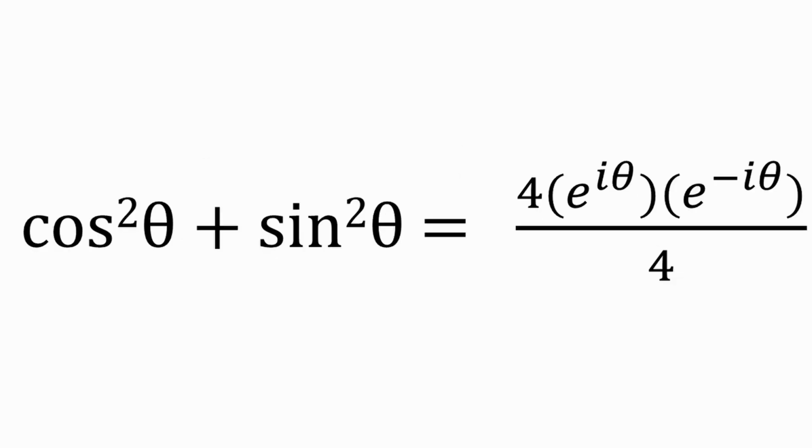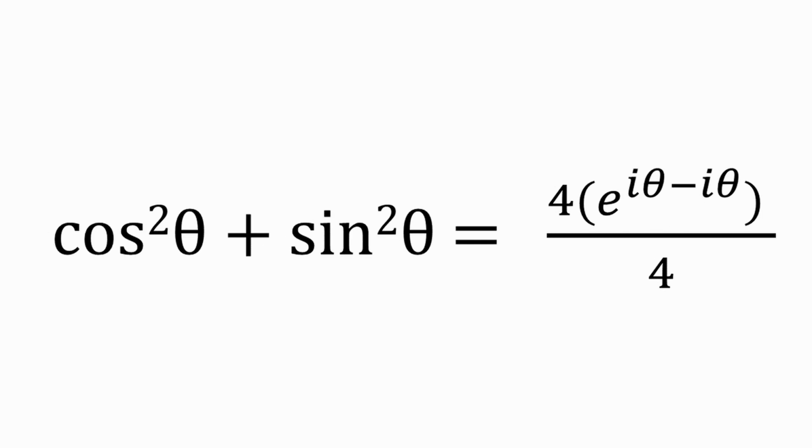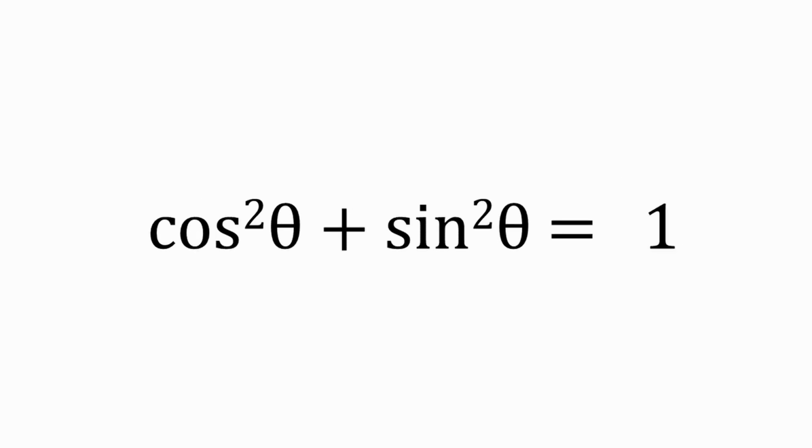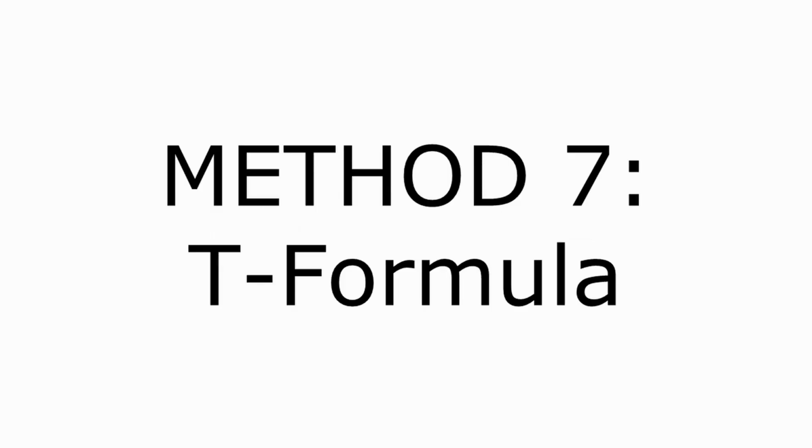When multiplying exponents of the same base, we add the powers. So we can take out the factor 4 to get 4 times e to the 0 divided by 4. The 4s cancel out, and anything to the power 0 is 1, so this simplifies down to 1, thus proving the trig identity.